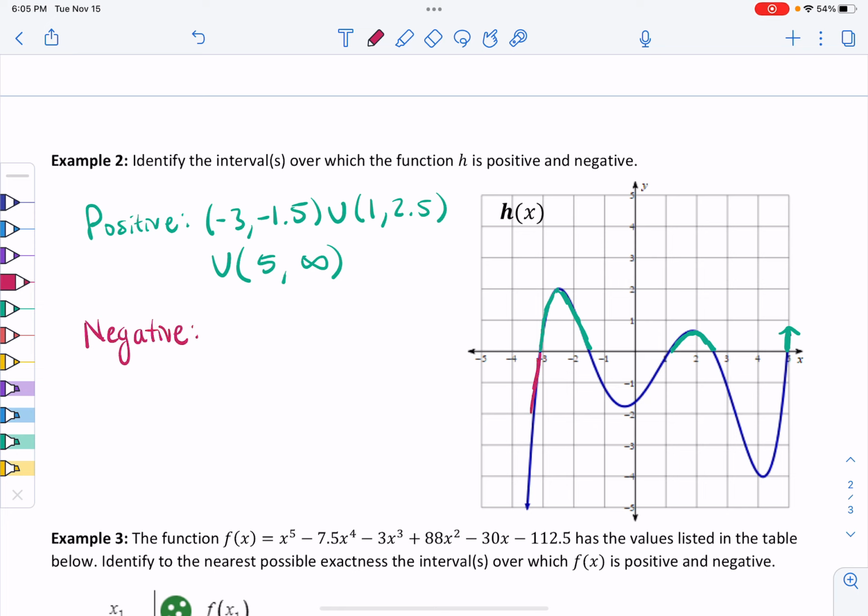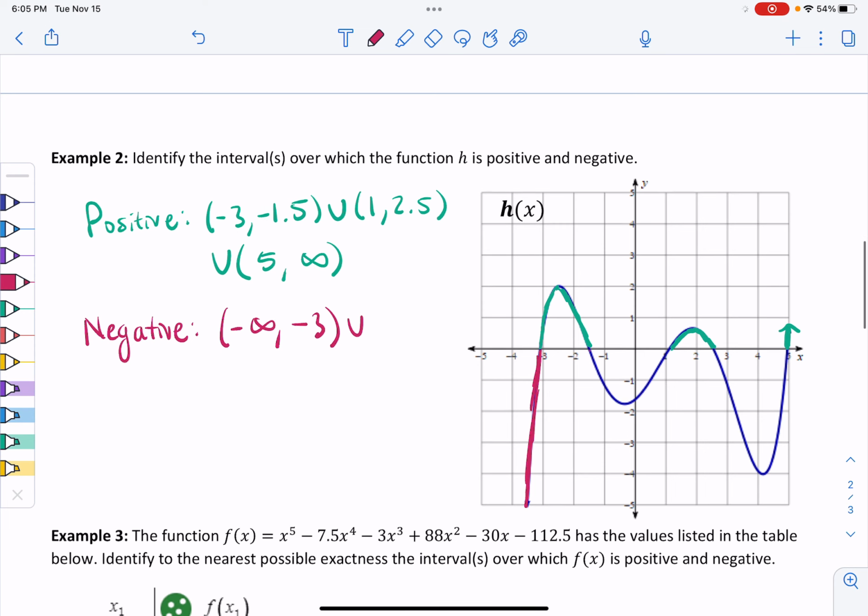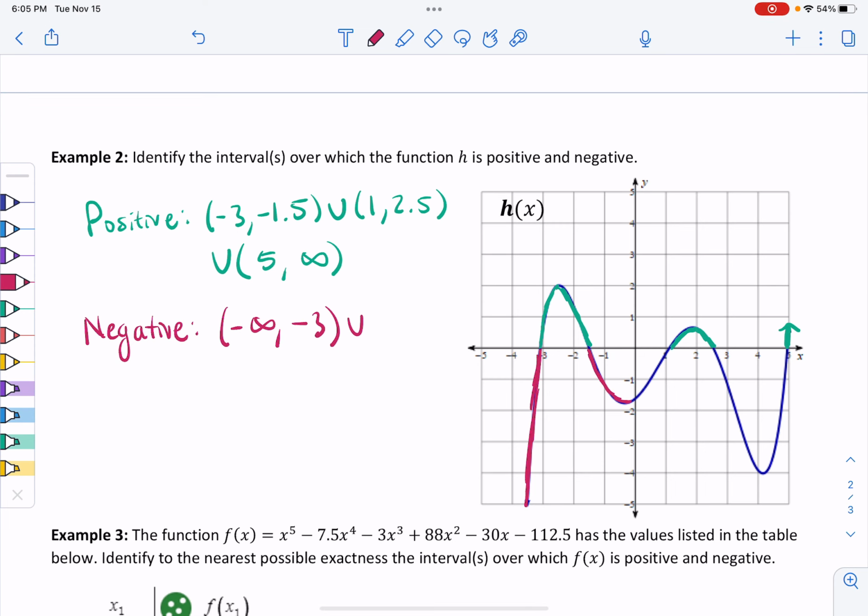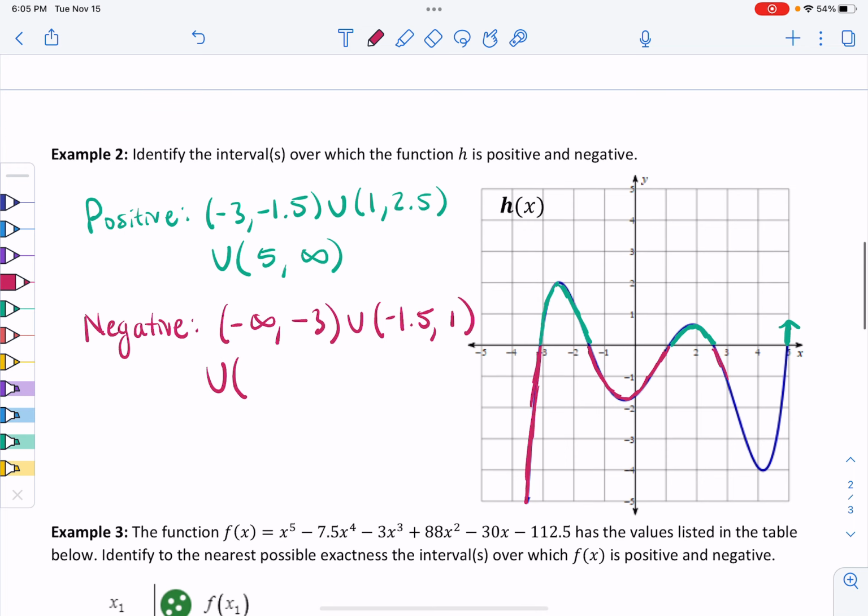We're negative. We're below the x-axis right here, which is going to be negative infinity to negative 3, union with, well, we have this interval right here. So we've got negative 1.5. Yep, negative 1.5 to 1. And that also includes this section right here, which is 2.5 to 5.